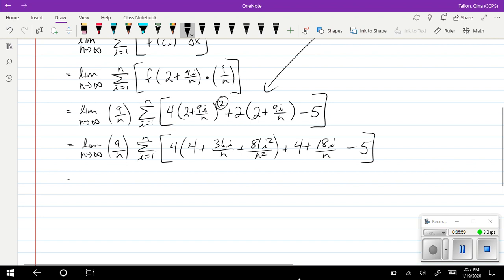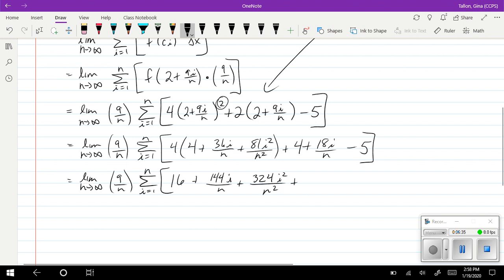Okay, let's break this down a little bit more, clean this up. Just copying this piece. This is still the summation as i goes from 1 to n. I need to distribute my 4 and combine like terms. So 2 steps here. 4 times 4 is going to give me 16. 4 times 36 is 144, so we have i over n. Plus 81 times 4 is 324, i squared over n squared.